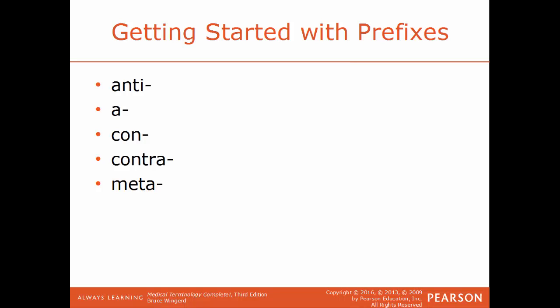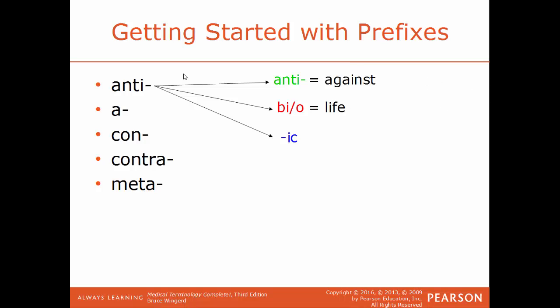So going back to our prefix anti, if you add that to the root word bio and add the suffix of ic, anti means against, bio means life, then ic means pertaining to. To add all those together, you get antibiotic. So prefix, root word, and then suffix. Another good example of a constructed medical term. So these are drugs that will fight against the life, usually of a bacteria, for example.